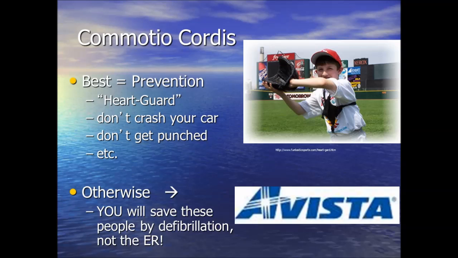Question? So I got a question. We roll up on the MVA, you do your quick ABCs, no pulse, and we're thinking, all right, I've got to figure out how to get this guy out and protect his C-spine. Am I better off just damning the C-spine, yanking him out of the car and starting CPR as fast as I can and not worrying about the rest? Yikes, that's an ugly situation. So the question was, if somebody's in an MVA and they don't have a pulse, do we yank them out and not be so careful about C-spines and just start compressions?